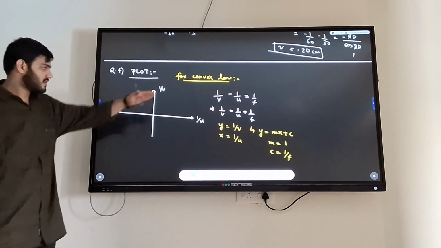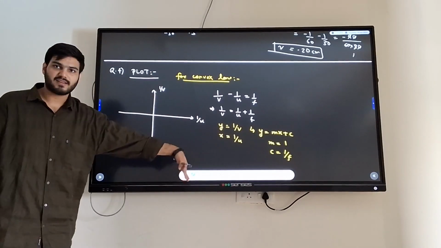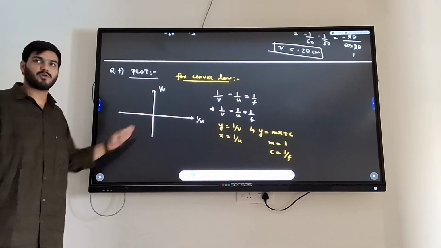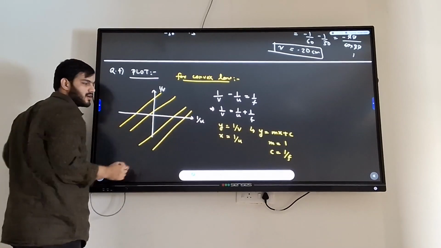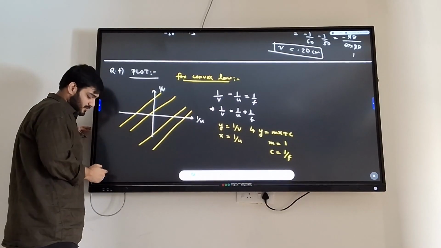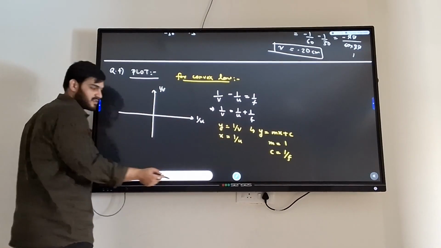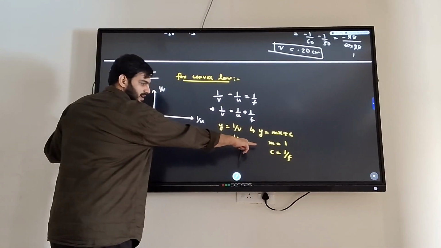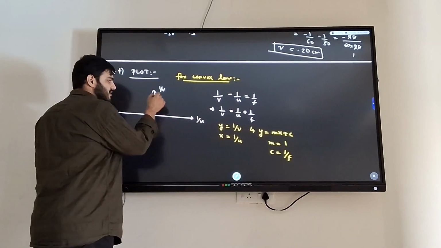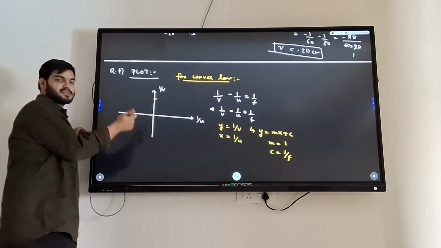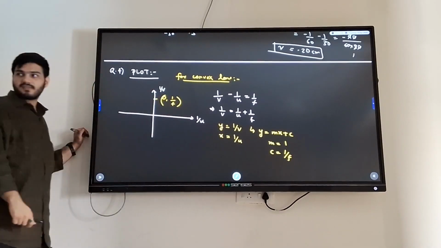If you remember, for mirrors we had a negative slope, so the graph was going like this. Now you have a positive slope, the graph will go like this. But how will the graph cut? Will it go like this, or this? I have to take into consideration where it is cutting the axis. Where does it cut the y-axis? At a positive value. So it cuts at a positive value. What are the coordinates of this? 0, 1 by f. Does it make sense?